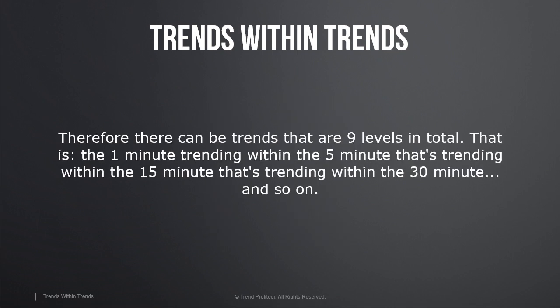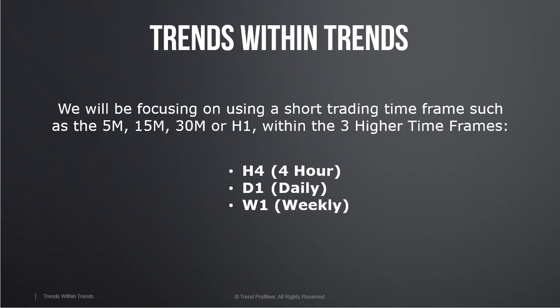So therefore, there can be trends that are 9 levels in total. That is the 1 minute trending within, for example, the 5 minute, that's trending within the 15 minute, that's trending within the 30 minute, and so on. So we will be focusing on using a short trading time frame, such as the 5 minute, the 15 minute, the 30 minute, or the 1 hour within the 3 higher time frames, the 4 hour, the daily, and the weekly.